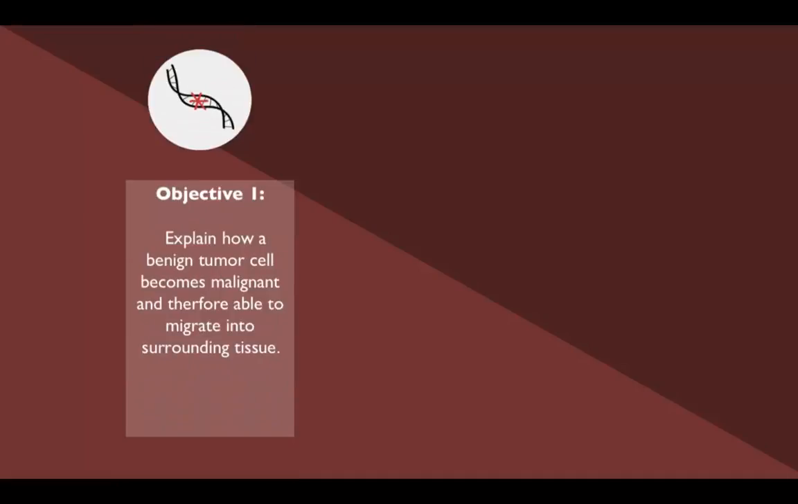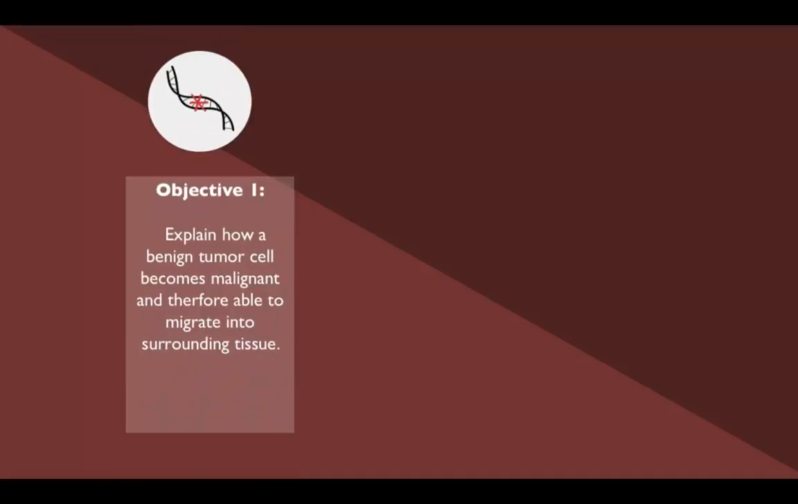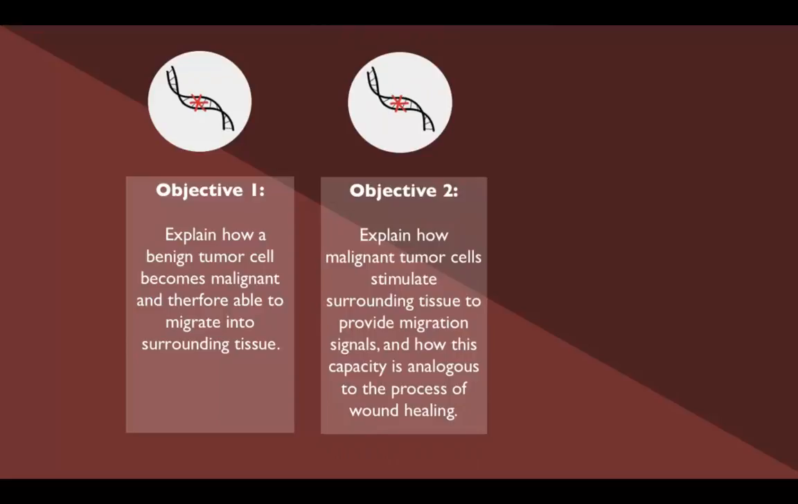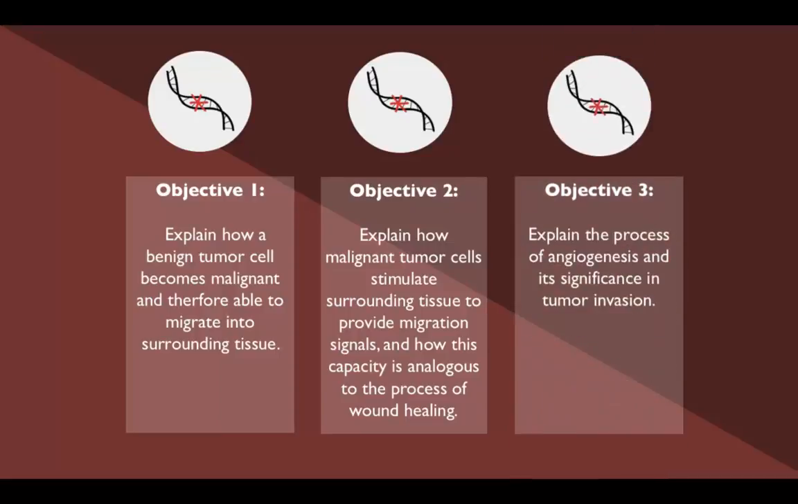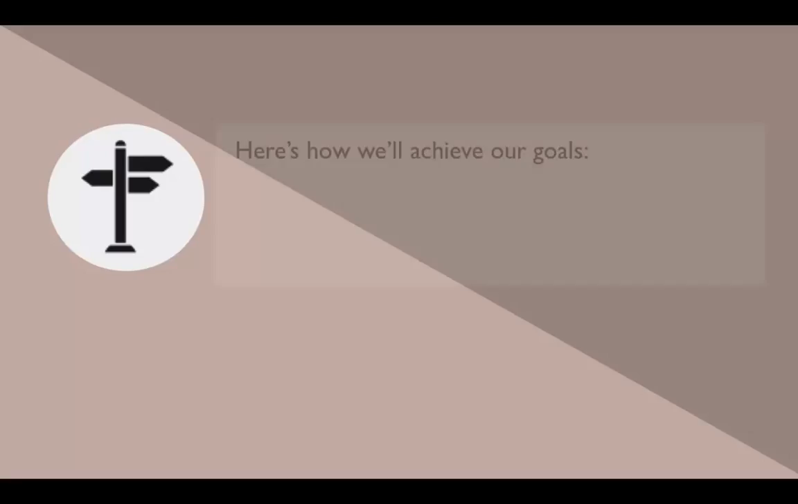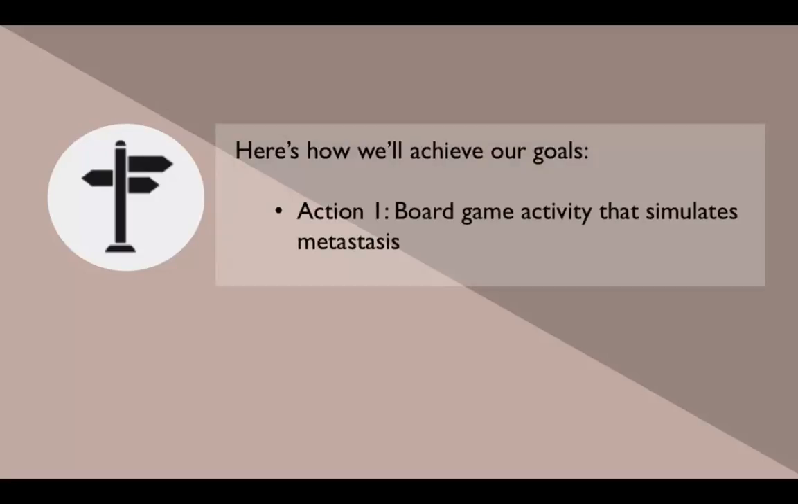At the end of the lesson, the students should be able to explain how a benign tumor cell becomes malignant and therefore able to migrate into surrounding tissue, explain how malignant tumor cells stimulate surrounding tissue to provide migration signals and how this capacity is analogous to the process of wound healing, and explain the process of angiogenesis and its significance in tumor invasion. We will achieve these goals with a board game activity that simulates metastasis.